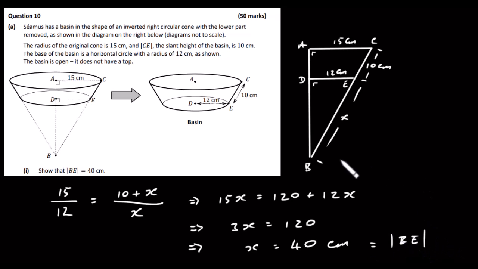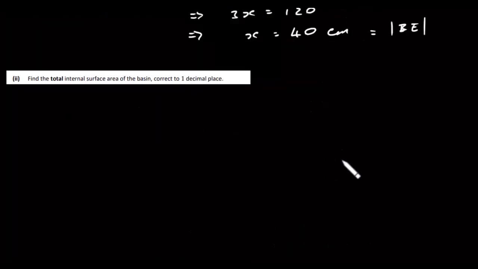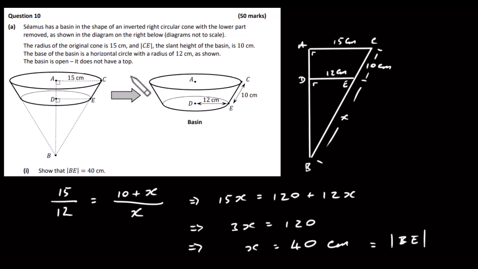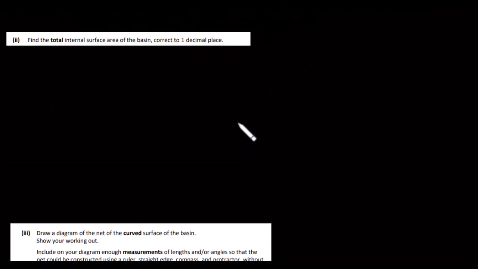Okay, so that's part one, easy enough. Find the total internal surface area of the basin correct to one decimal place, the total internal surface area. So the way I'm going to do this is I'm going to have a look at finding the curved surface area of the big cone, the curved surface area of the small cone. I'm going to subtract them, and then I'm going to add this circle here as well, which is part of the internal surface area of the basin. So let's write all that out.